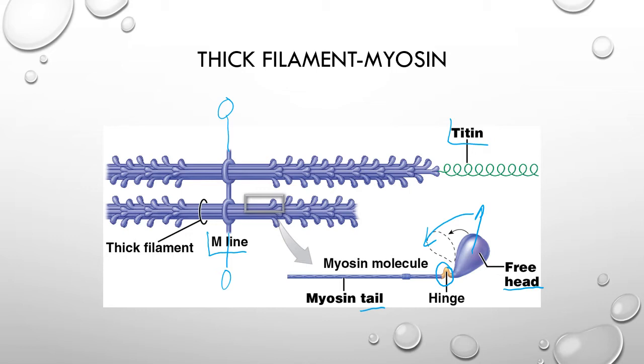Titin filaments are going to, as it appears to look there, it's kind of like a spring. This is going to help with the stretch of a muscle. As we stretch that muscle out and lengthen that muscle, it gives it its rebound to the muscle.